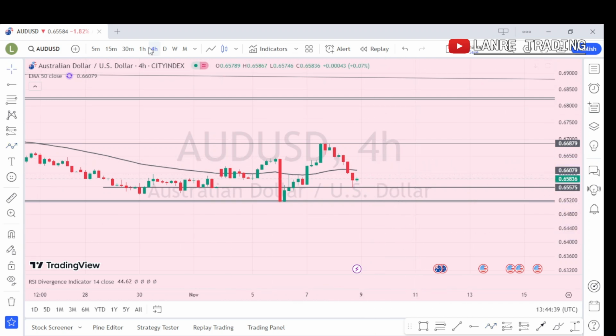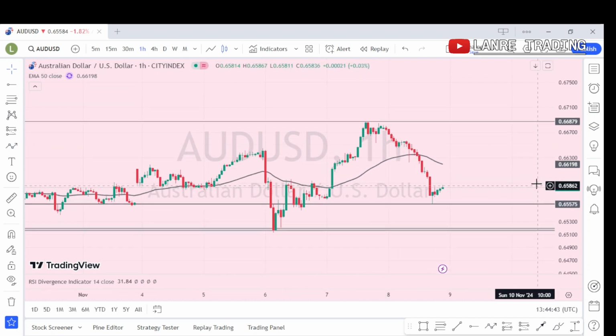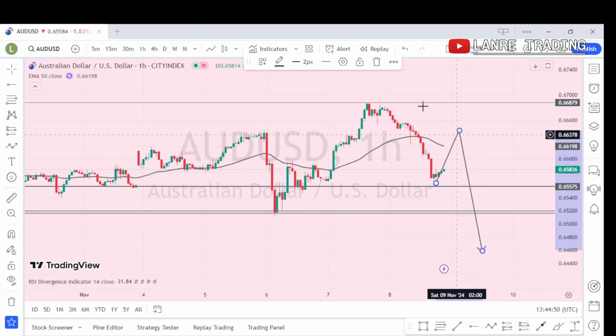Let me scale down to the 1 hour time frame. This is why I'm explaining this: I'm basically explaining this just for you to exercise patience for the market. Price might get to this level and continue downward.